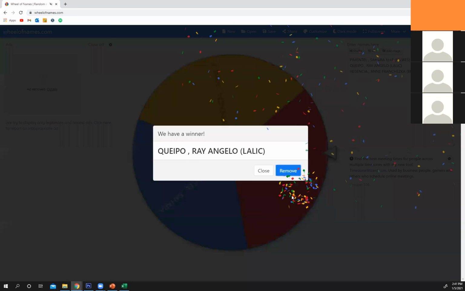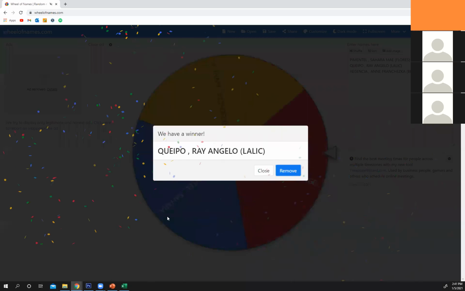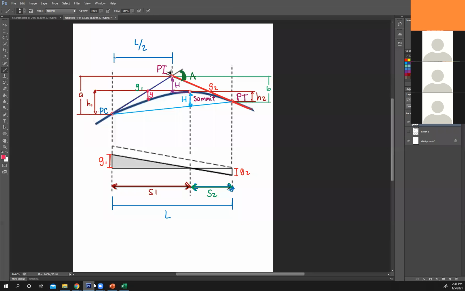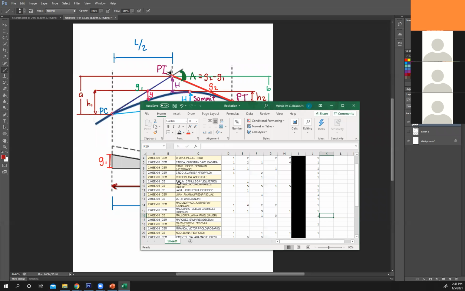Ray Angelo. Dito, ma'am. Nice. Last year pa inaantay matawag sa mga ganito. Lagi kang di natatawag. Okay. Alright. What do you call this? What's the equation of A? G2 minus G1. Correct. Okay, very good.